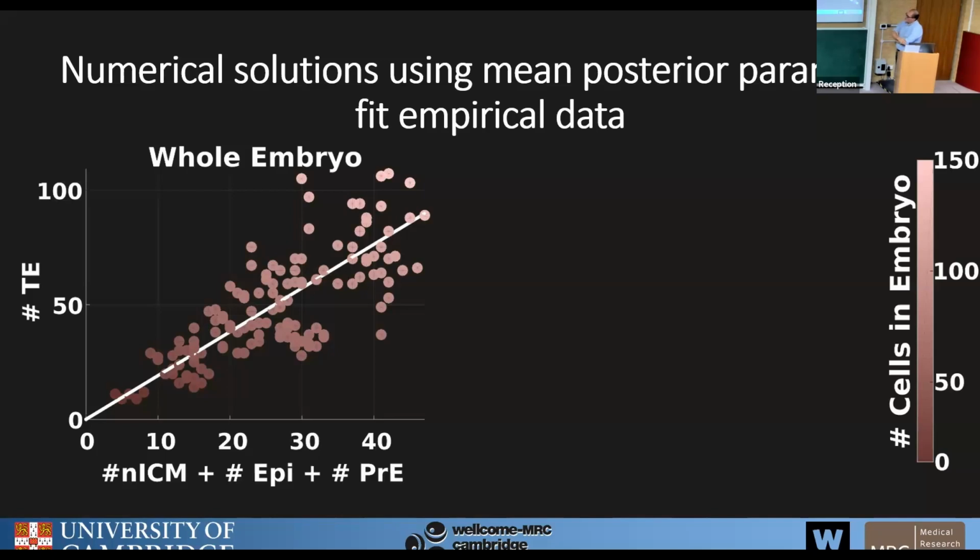On the X, we have the sum of the number of cells in the ICM compartment. So that's all 3 tissues. And then on the Y, we just have the trophectoderm. And you can see from the empirical data, it's roughly linear. There's some heteroscedasticity. I don't know what the implication of that is for a growing embryo, but it's there, something to think about.